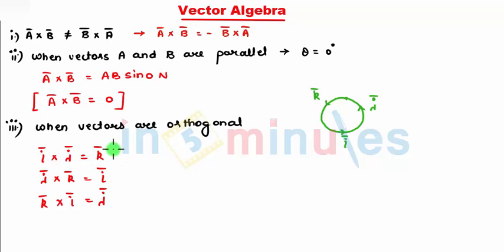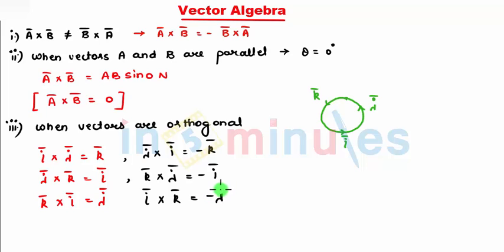Now if you reverse it, suppose I write here J bar cross I bar. Now J bar cross I bar will be nothing but minus K bar. So that will be perpendicular with the opposite sign. Similarly, K bar cross J bar will be equal to minus of I bar. Third, I bar cross K bar will be equal to minus J bar. Now this is one of the important properties which we will be using in many problems.